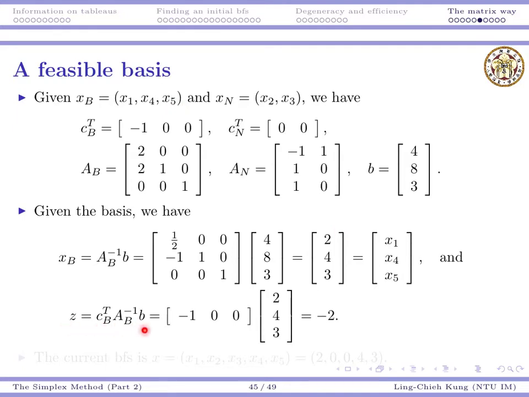For the z value, again, CB transpose AB inverse B can be used to calculate it. CB transpose is this one. AB inverse B has been calculated, and this is 2, 4, and 3. So your current objective value is -2. The current solution 2, 0, 0, 4, 3 can be verified by yourself.